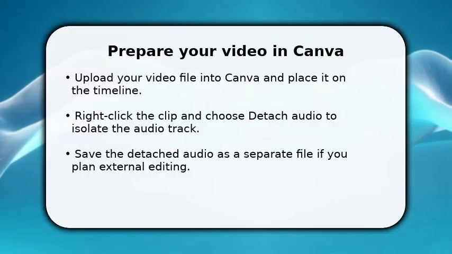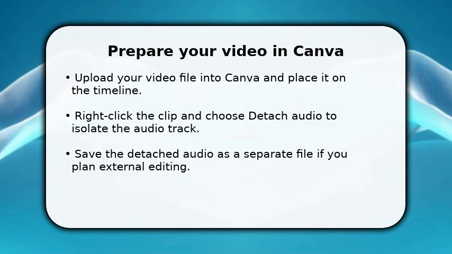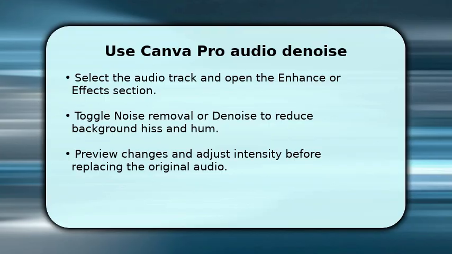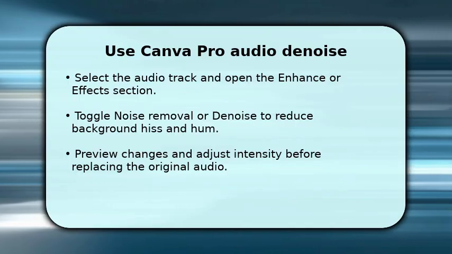Select the detached or embedded audio track and open the Enhance or Effects section in Canva. Look for Noise Removal or Denoise and toggle it on to reduce background hiss and hum. Use the intensity slider to set a gentle amount at first and preview changes.